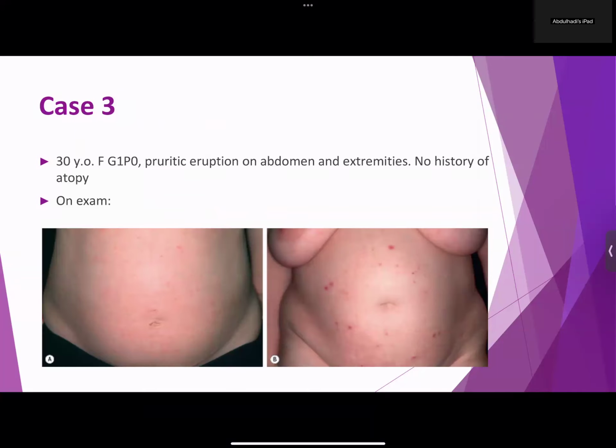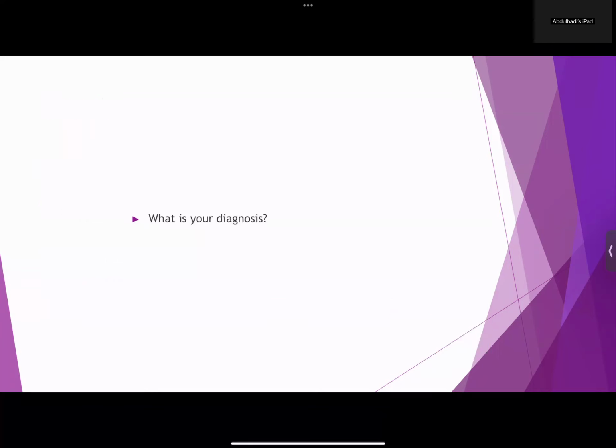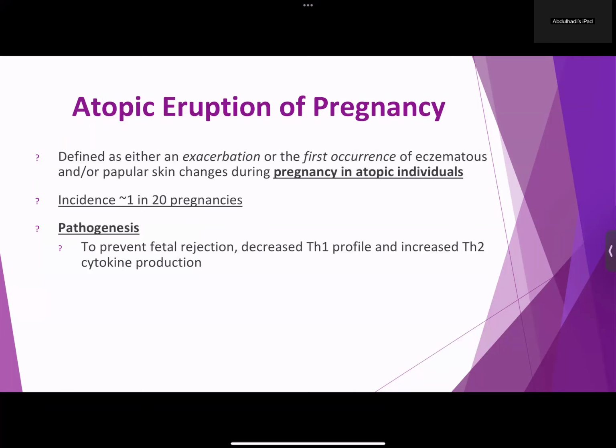This is the third case. So this patient again presented early on in pregnancy, and she presented with purpuric eruptions on the abdomen and extremities with no previous history of atopy. So probably atopic eruption of pregnancy. This is the only disease that happens first in the pregnancy, the first trimester, while the other three diseases usually happen at the end of the pregnancy, third trimester.